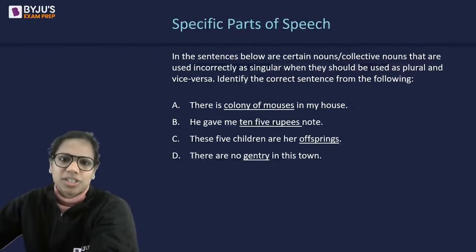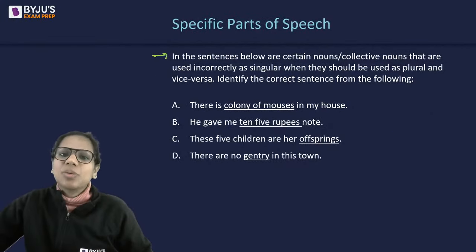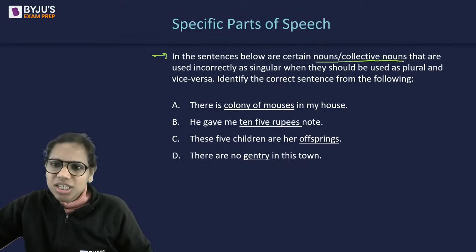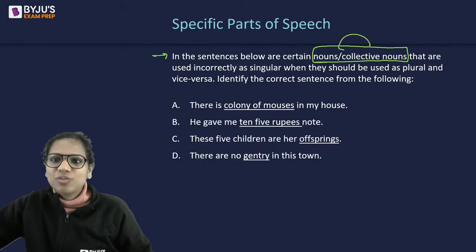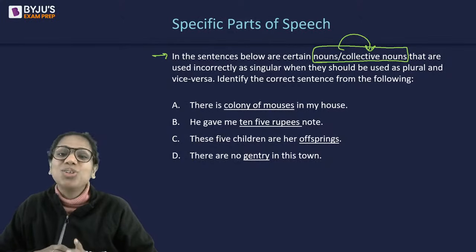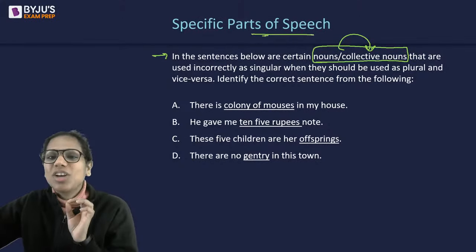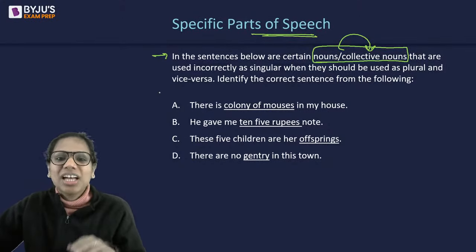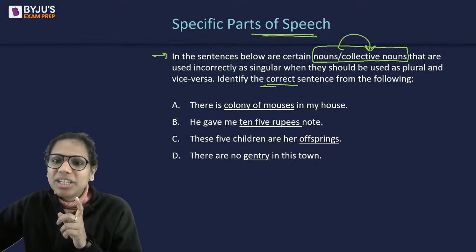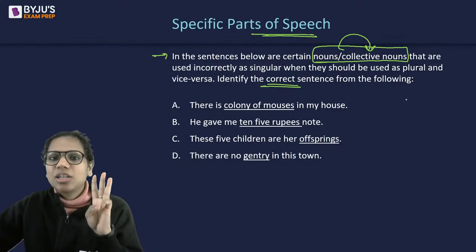Similarly, look at this question. Again, the examiner makes it very clear that he or she is testing you on nouns and specifically collective nouns. So you need to have your parts of speech very clear. Okay, let's have a look at this one. You have to identify the correct sentence. That means 3 of them are incorrect.